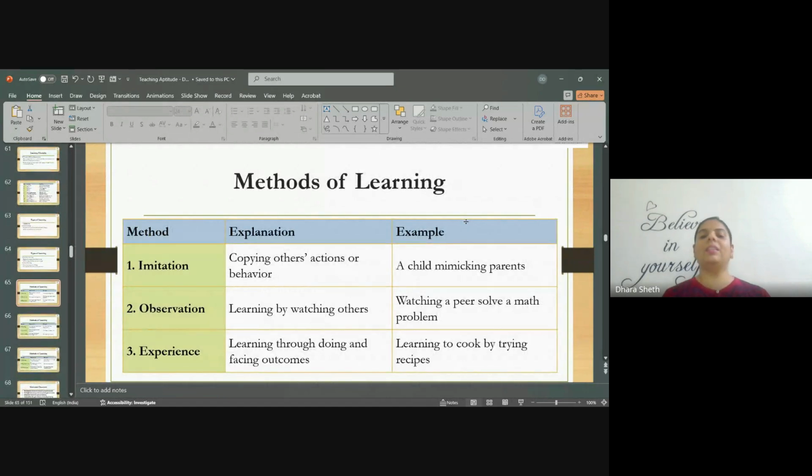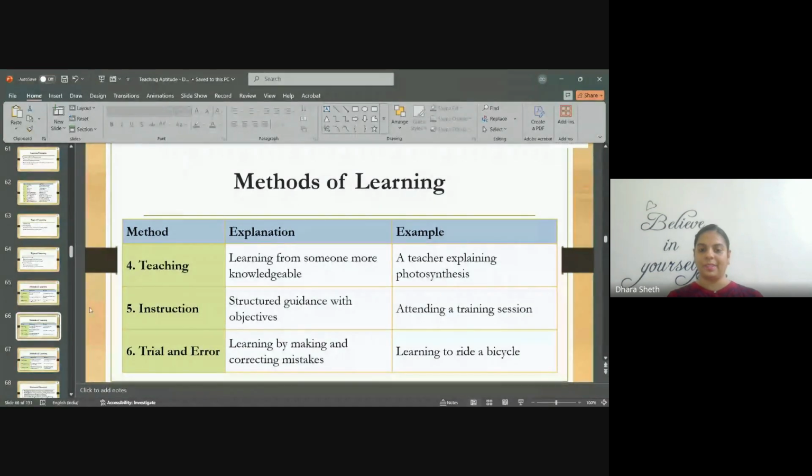Now, 9 methods of learning. You will find a bit of overlap with what we have done yesterday. Imitation, copying others' actions or behaviors, like a child mimics parents, teachers. Observation, learning by watching others, like watching a peer solve a math problem and then you solve it. Experience, learning through doing and facing outcomes, like you learning to cook by trying recipes. Teaching, learning from someone who's more knowledgeable. A teacher explains something and then you learn it. So these are methods from a learner's point of view.